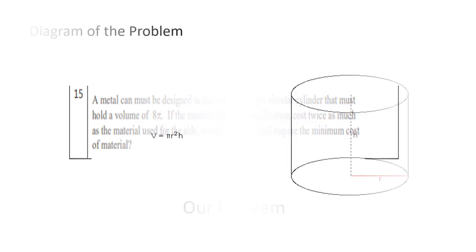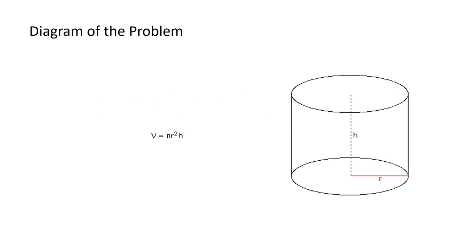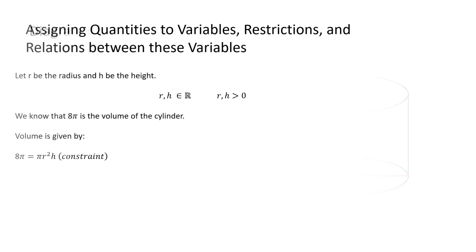Firstly, let's look at our diagram, which shows the height and radius. The formula for volume for a cylinder is volume equals pi r squared h, and we can assign variables to the height and radius. So h equals height and r equals radius. These variables can be all real numbers as long as they are greater than 0, and this is our restriction. We know that 8 pi is our volume, so we can set that equal to the volume formula from the previous slide, which is also our constraint. Our dependent variable is going to be our cost, since it has to be minimized.